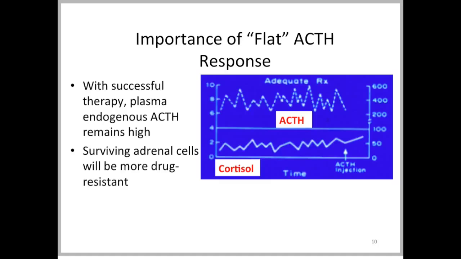So in this graph, I kind of want to illustrate this. And this was borrowed from a paper from Mark Peterson. With successful therapy, if you measure ACTH, it should be high. So you can see here where ACTH is high. So we're saying that's high. And cortisol should be around the low end of the basal.